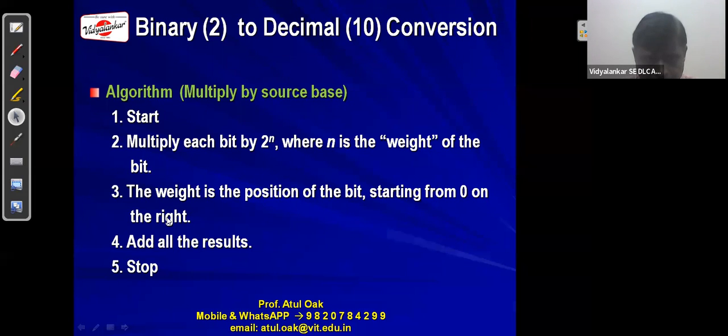As we move, finally, when you multiply every bit individually, all those partial products you have to add, because every bit you will multiply by 2 raised to n. Maybe there are 5 bits, so you will multiply bit 1, bit 2, bit 3, bit 4, bit 5. So all those multiplications, I will say partial products, you have to add to get the result. Okay, that's the typical algorithm, multiplication by 2 raised to n.